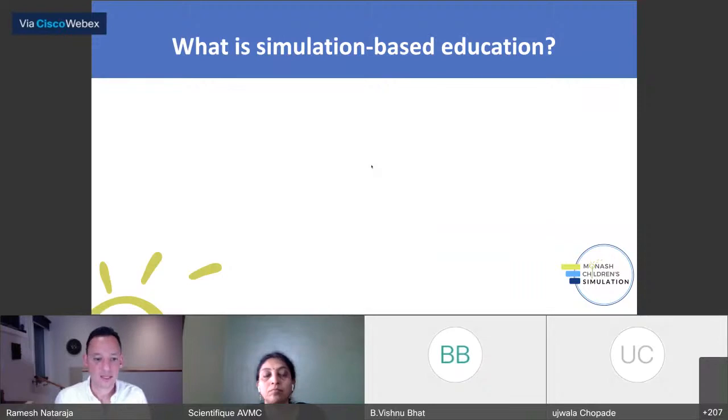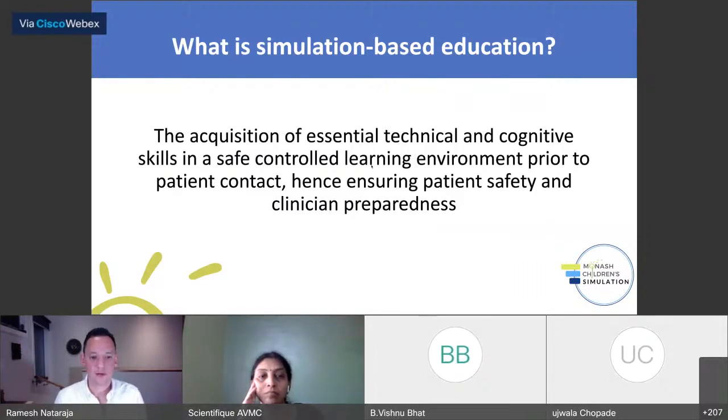So what is simulation-based education? My definition for it is the acquisition of essential technical and cognitive skills in a safe, controlled learning environment prior to patient contact, hence ensuring patient safety and clinician preparedness. And I say cognitive skills because the traditional way to describe them is non-technical skills, but I feel that non-technical implies that they're not as good as technical. It kind of downgrades them a bit. You've got the technical, then you've got the non-technical, but actually they're cognitive skills and they're very important.